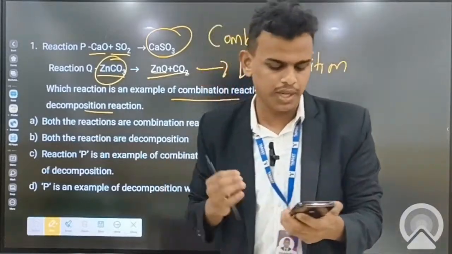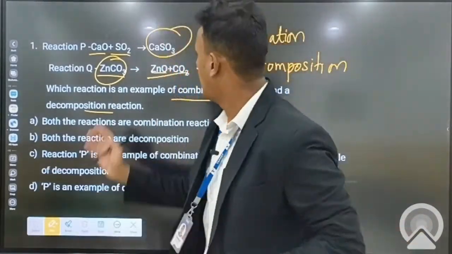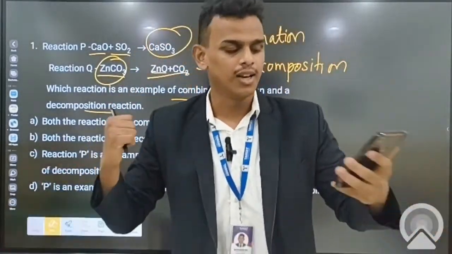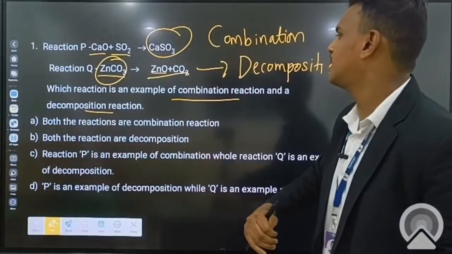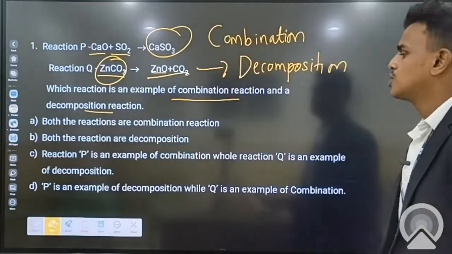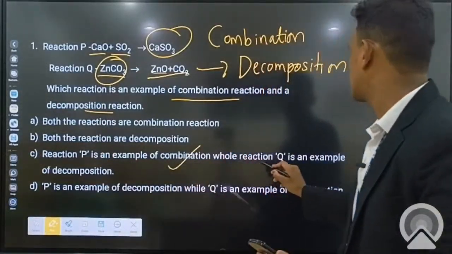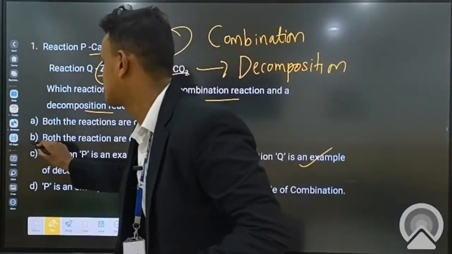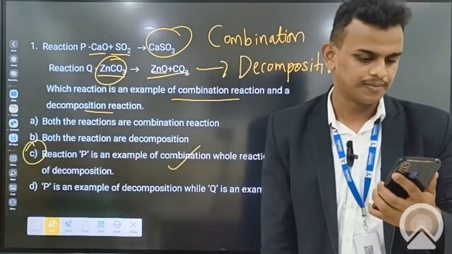Both reactions are combination? No, both are not combination. How would it become combination? It's not combination. Then both reactions are decomposition? No, reaction P is not decomposition. Never. So P is an example of combination and Q is an example of decomposition. So C is your right answer.